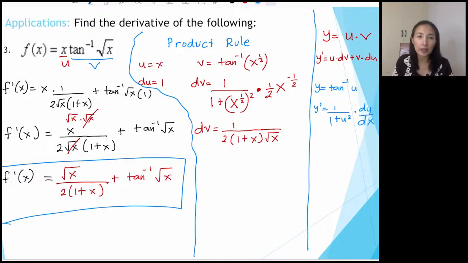Okay, so that's the final answer. F prime of x is equal to the square root of x all over 2 times the quantity 1 plus x plus arctangent of the square root of x. Okay? Now, we move on to problem number 4.